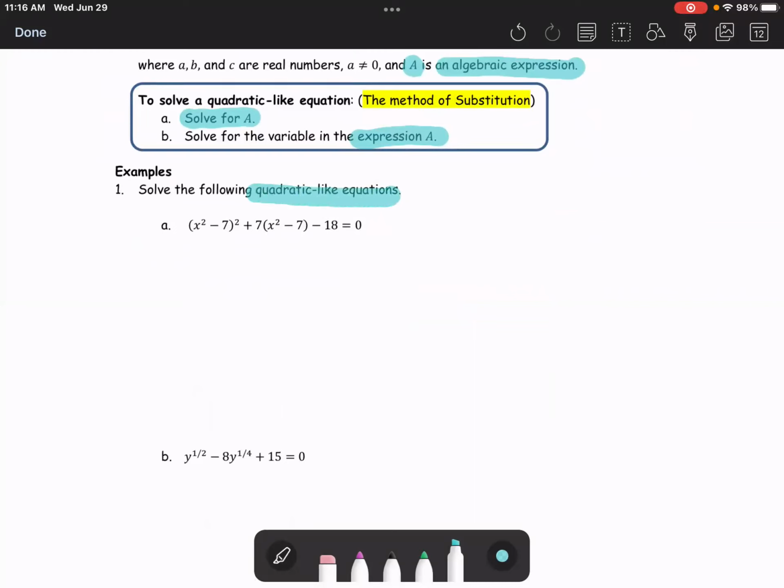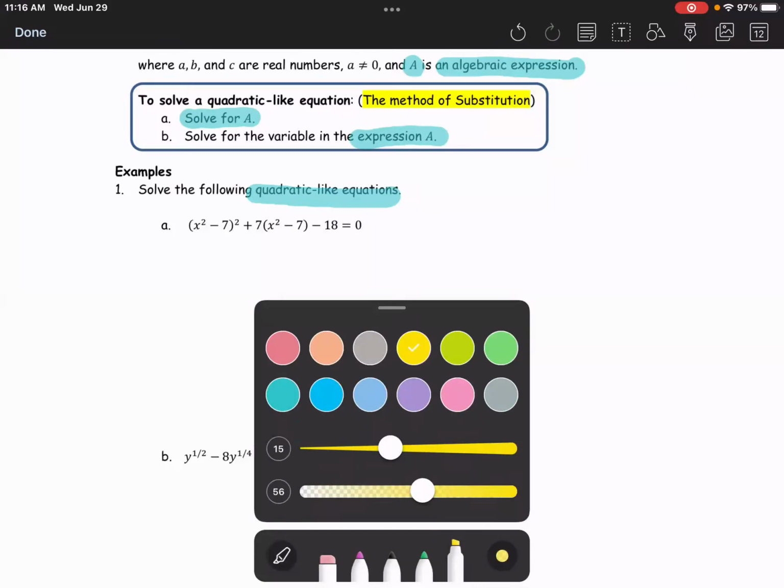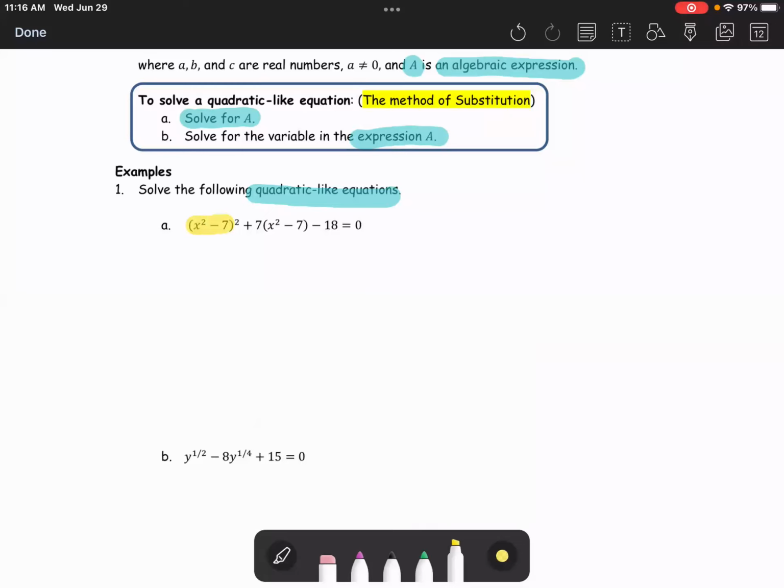In part A, we have the quantity x squared minus 7, squared, plus 7 times the quantity x squared minus 7, minus 18 equals 0. In this case, we notice that we have the quantity x squared minus 7 to the power 2 and the quantity x squared minus 7 for the second term. First, we're going to let the expression A be x squared minus 7. So then the equation becomes A squared plus 7 times A minus 18 equals 0.